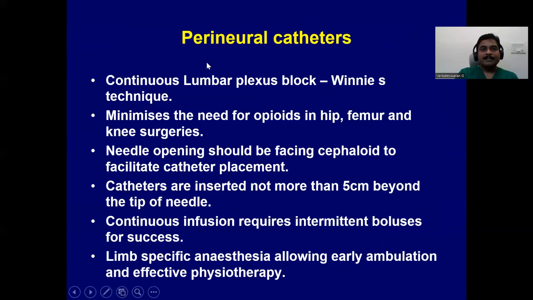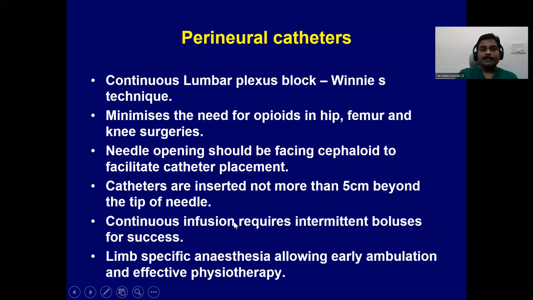About perineural catheters, a continuous lumbar plexus block can be done with the Winnie's technique, the same way I have described for PNS guidance. Using a continuous catheter minimizes the need for opioids in hip, femur, and knee surgeries. Whenever you do a continuous lumbar plexus block, the needle opening should be facing cephalad. This will facilitate the catheter placement. The catheters are inserted not more than 5 centimeters beyond the tip of the needle.